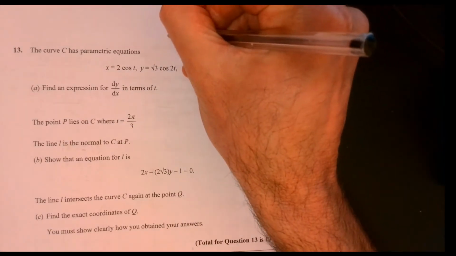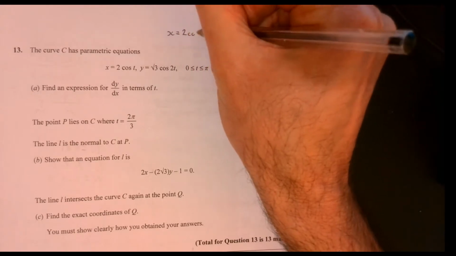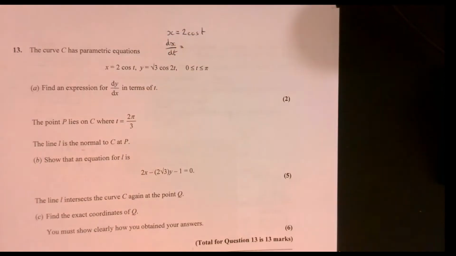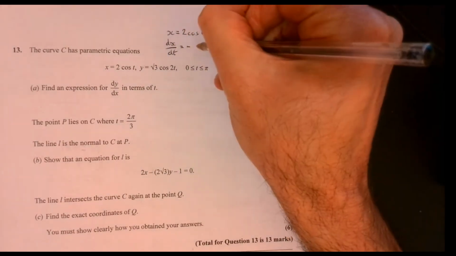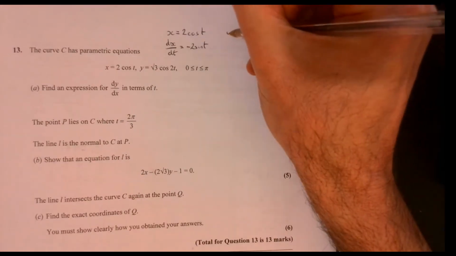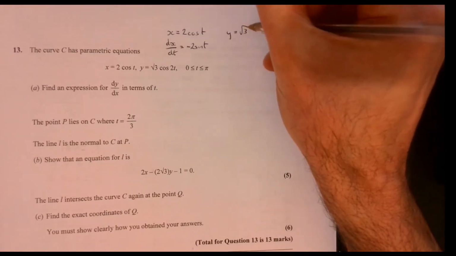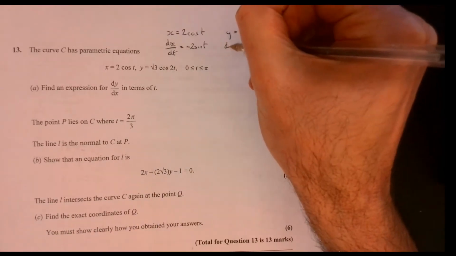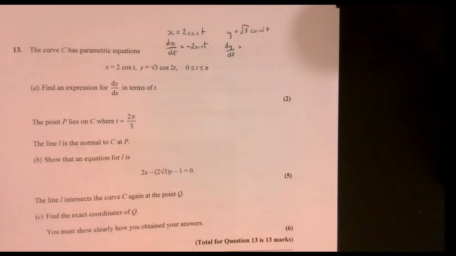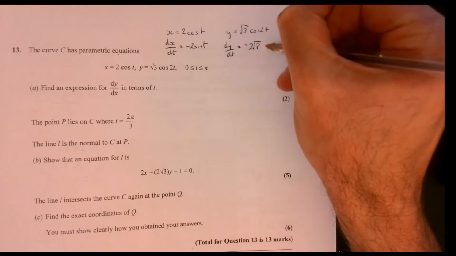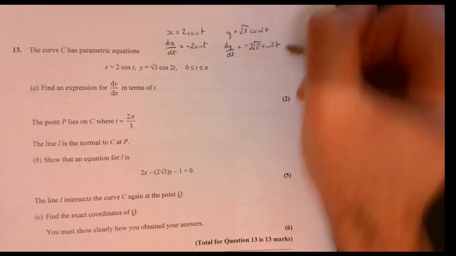Question 13. So, first of all, we know we've got this, so I'm going to write down dx over dt, which is equal to minus 2 sine t. And we're also told y equals root 3 cos 2t. We can write down dy over dt. And that's minus 2 root 3 sine 2t.